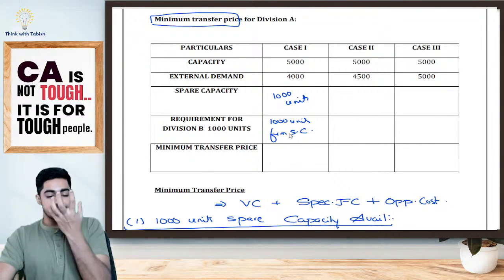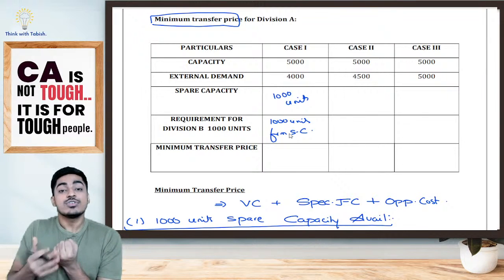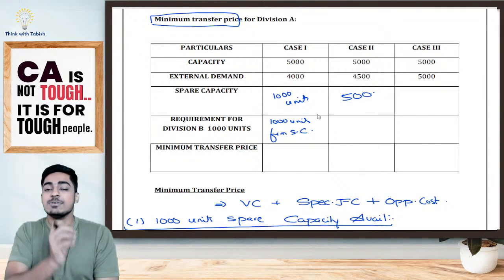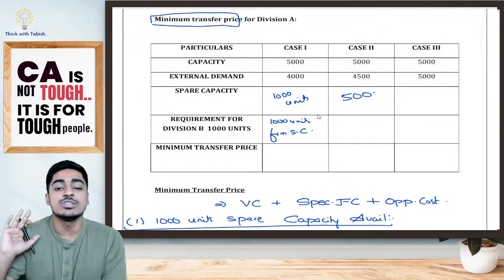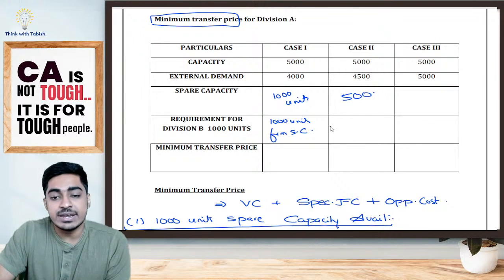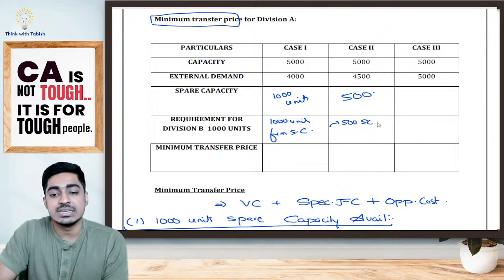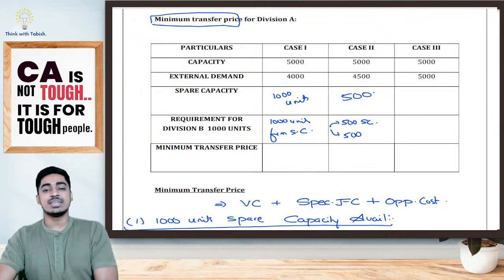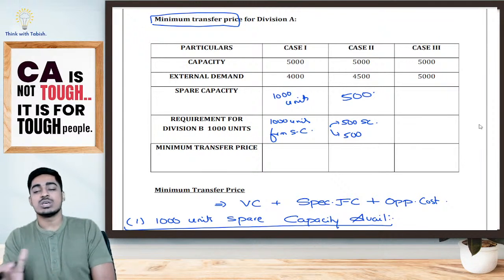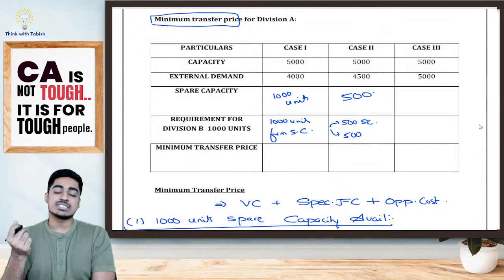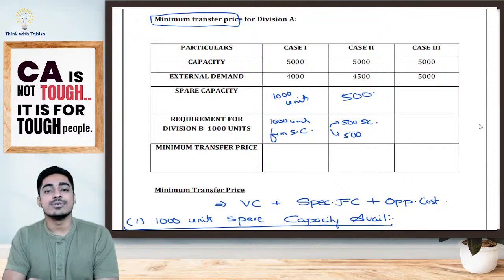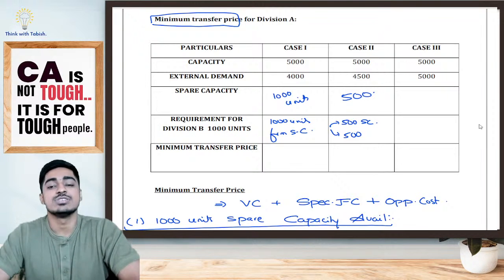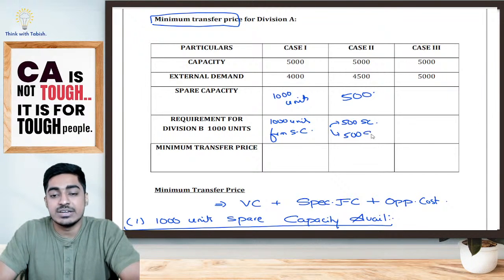Now in the second case, 5,000 units is my capacity. Maximum 5,000 I can produce. Right now I am producing 4,500. Spare capacity I have is only 500 units. So if I have to provide 1,000 units to division B, what do I need to do? 500 units I can give from my spare capacity. But for the balance 500 units, I need to sacrifice my external demand. I need to tell a customer who has ordered 500 units, sorry, I cannot give you. Because maximum internal I will be in a position to sell 1,000, and external maximum 4,000. So 500 units I need to sacrifice.